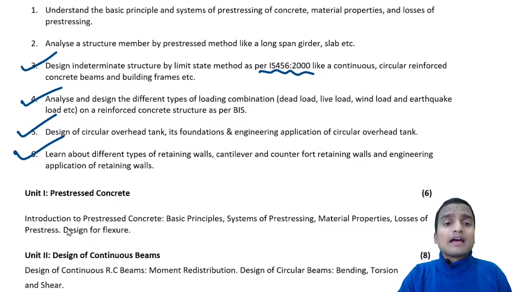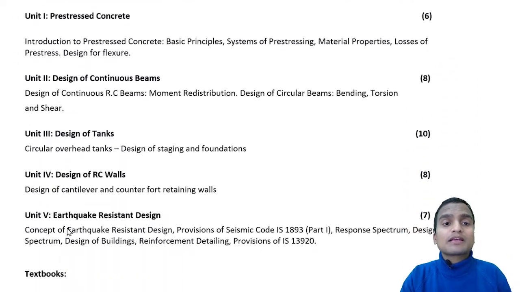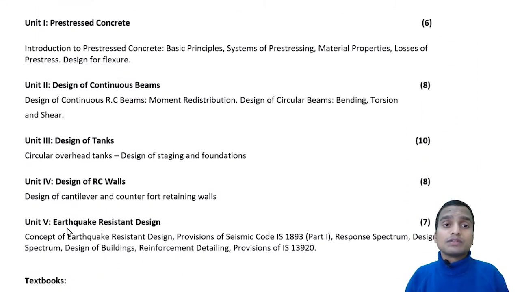Taking all of this in mind together, we have classified the course into 5 units. Unit 1 deals with pre-stressed concrete, which we are coming to from the next video onward. Here we will learn the basic principle, systems of pre-stressing, material properties and different losses that occur in the pre-stressing process. And at the end we will design for flexure. Pre-stressed concrete is a big chapter. It requires a large number of lectures to discuss, and the best book that describes this topic is the book by Krishna Raju, which you can always refer to.